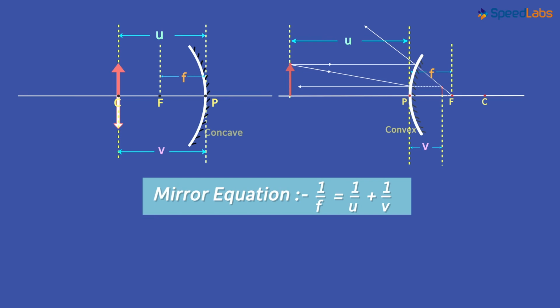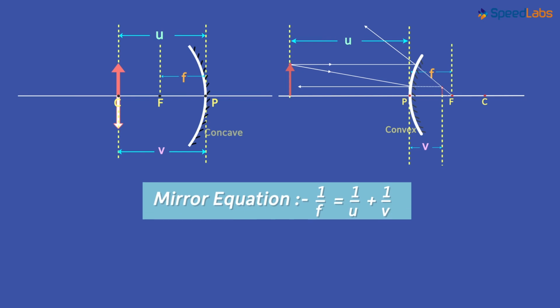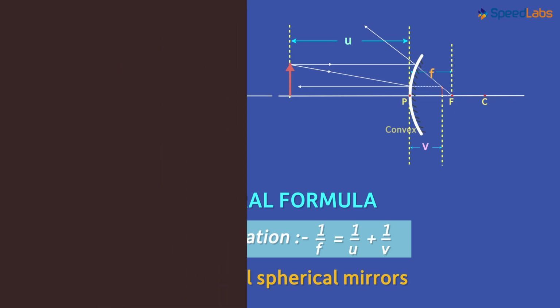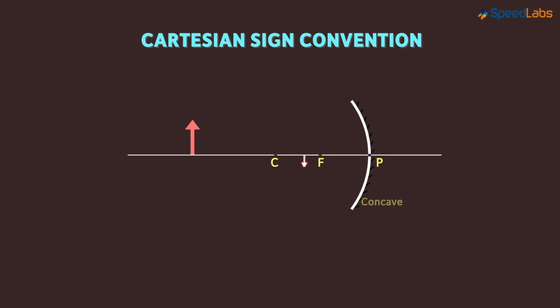Now, how do we measure these distances? As I told you, this is a general formula. It means that it's valid for all types of spherical mirrors. But it's only valid for all spherical mirrors if certain rules are being followed. We can't use this formula if these rules are not followed. These rules are also referred to as sign conventions, called the new Cartesian sign convention.